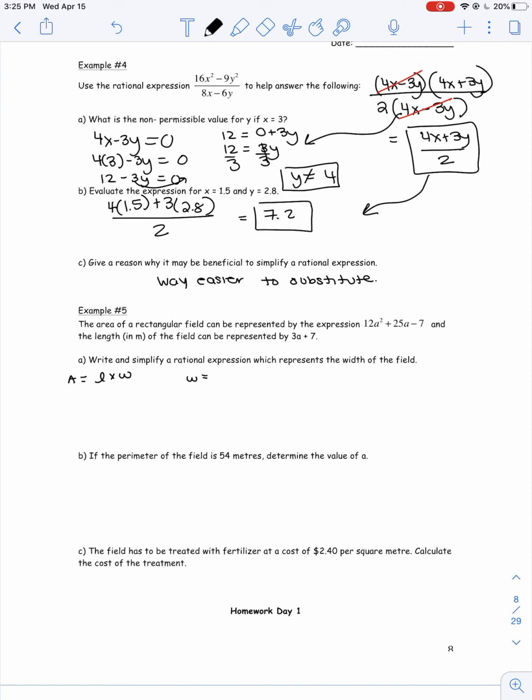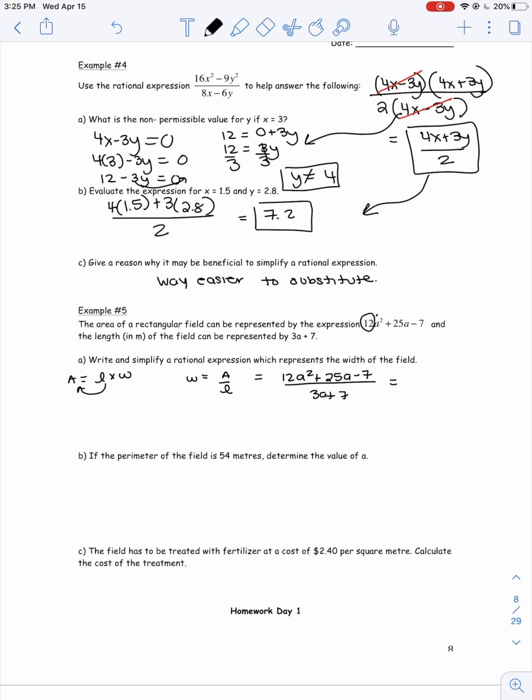Now, if we want to get width by itself, we're going to have to do width is equal to area divided by length. So that's just bringing this guy over to the other side. So we know that the area is equal to 12a squared plus 25a minus 7, and we're going to divide it by length, which, they're giving us, the length is 3a plus 7.